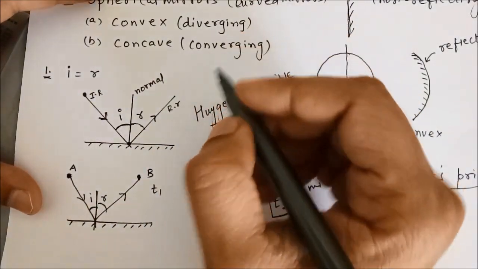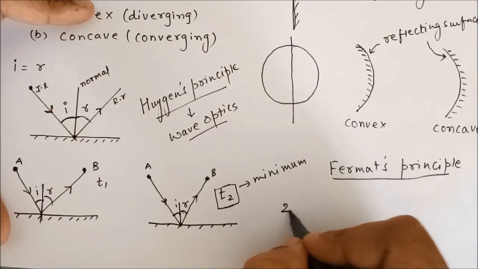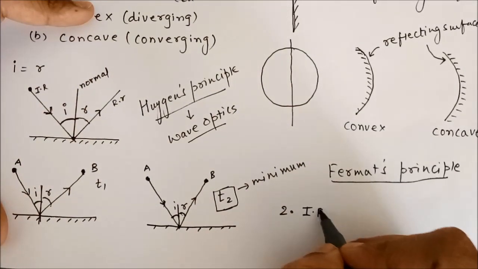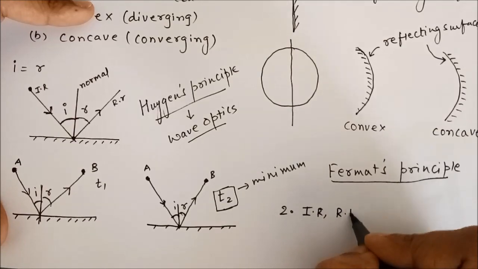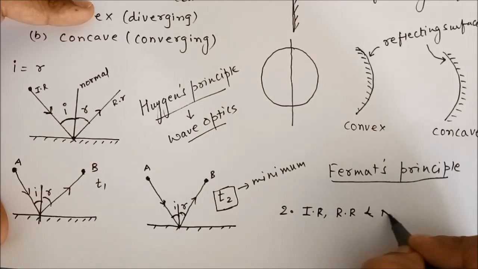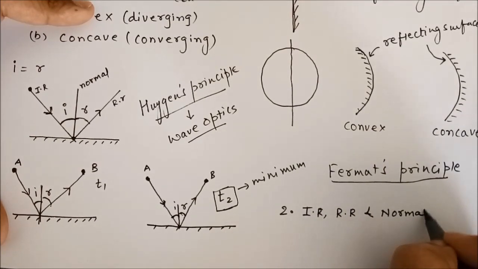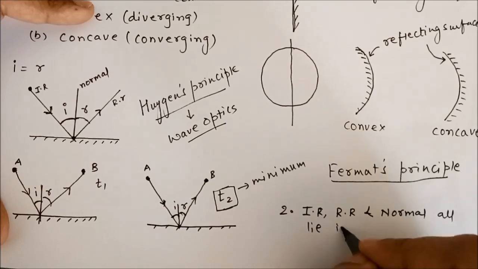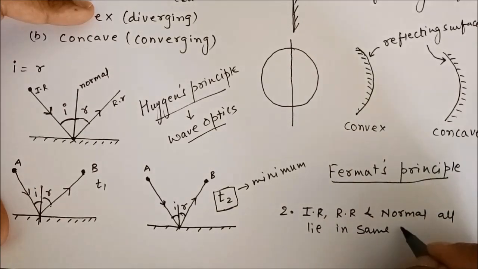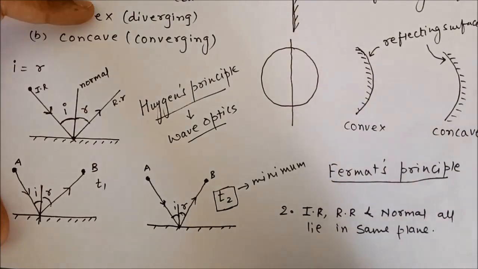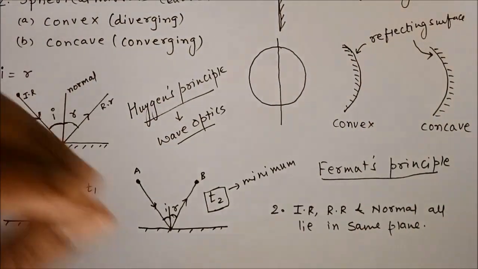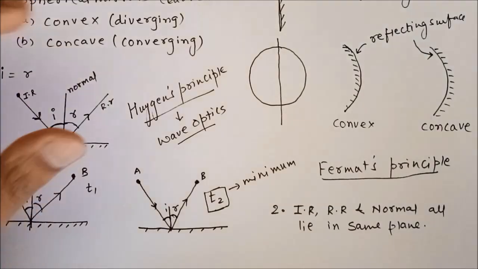Okay, the second law of reflection states that the incident ray, reflected ray and normal, they all lie in same plane. How do we understand this actually? So for that you need to be understanding about the planes.